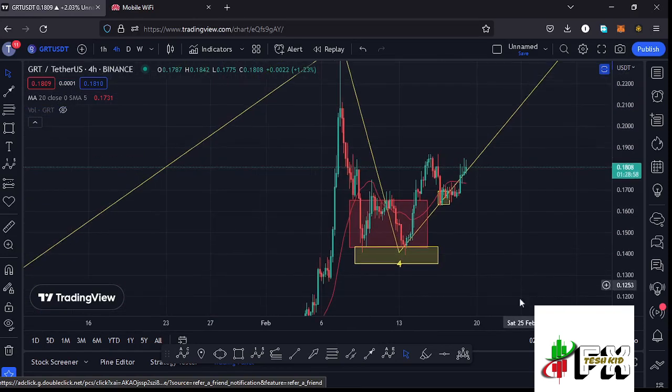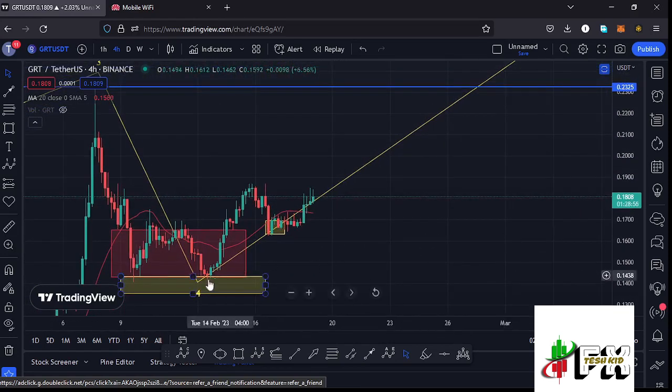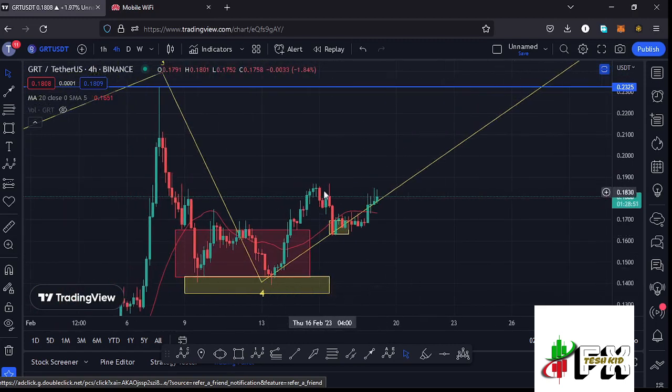And if I zoom in so that we can see that better, you can see that after making our low in the formation of that wave 4, we started this massive bounce to the upside in a move that has now given us a peak at around the $0.1873 mark in what I'm terming as that first wave to the upside.